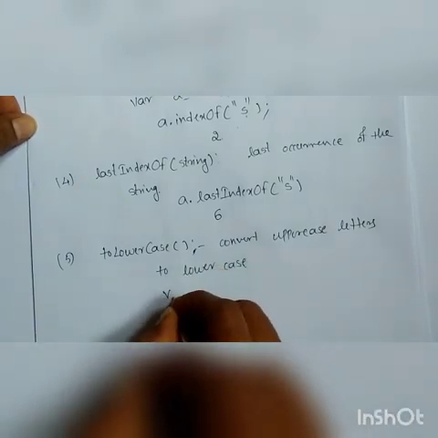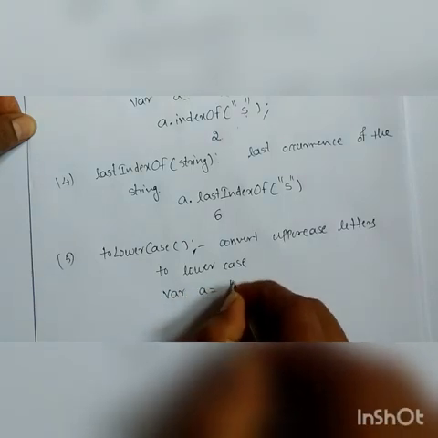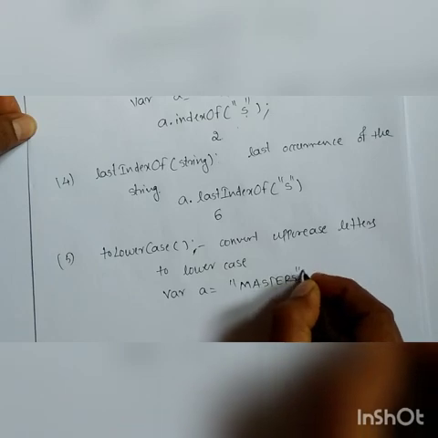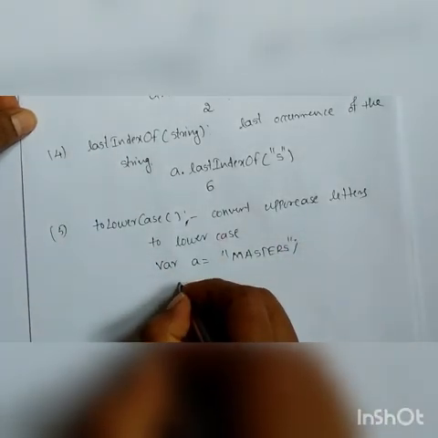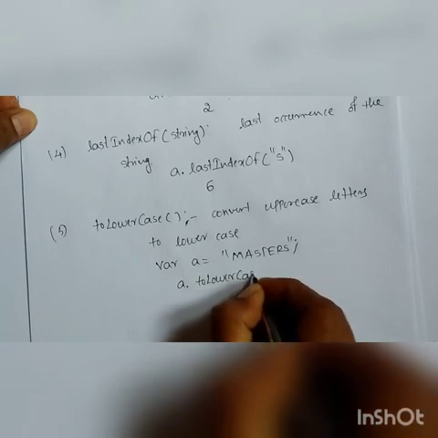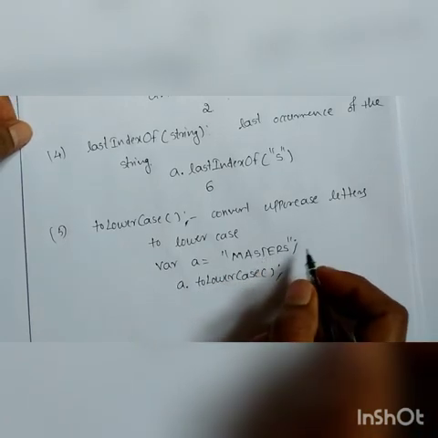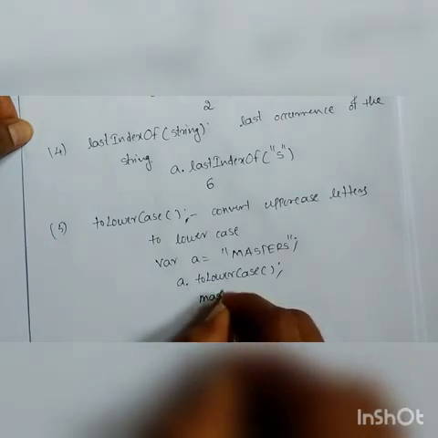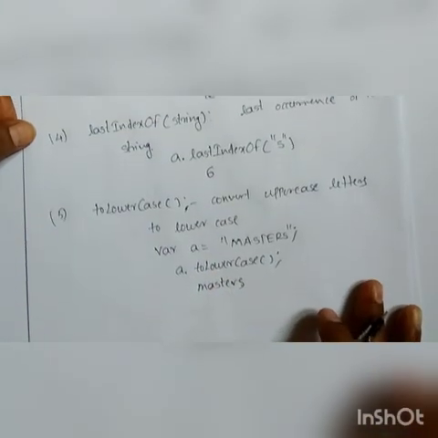So let us take here an example, var a. Here I am taking MASTERS in capital letters. Here I am converting a.toLowerCase, so then MASTERS will be converted. Capital letters are converted into small letters. So now it will be written as masters in small letters.